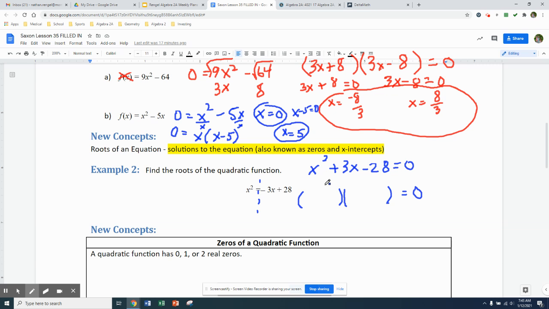So I'm looking at a number riddle. How could I multiply to negative 28 and add to 3? Does anybody have 2 numbers that they can think of? It's kind of like a riddle. Numbers that multiply to negative 28, and then the same 2 numbers, when you add them, will add to 3. So one's going to have to be positive, one's going to have to be negative. What 2 numbers are 3 apart that would multiply to 28, think?